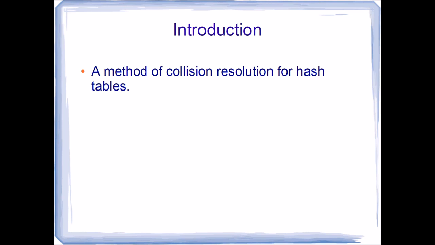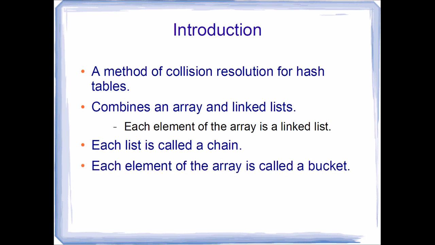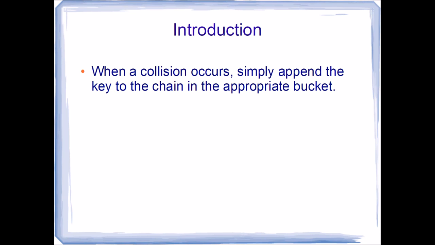Chaining is a method of collision resolution for hash tables. It combines an array and linked lists. Each element of the array is itself a linked list. Each list has a name and it's called a chain. And each element of the array also has a name called a bucket. When a collision occurs, what we do is we simply append the key to the chain in the appropriate bucket.